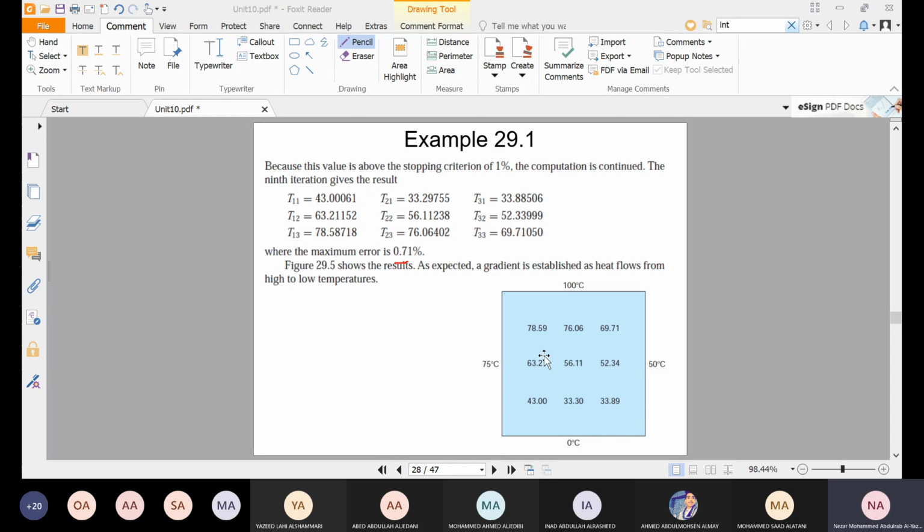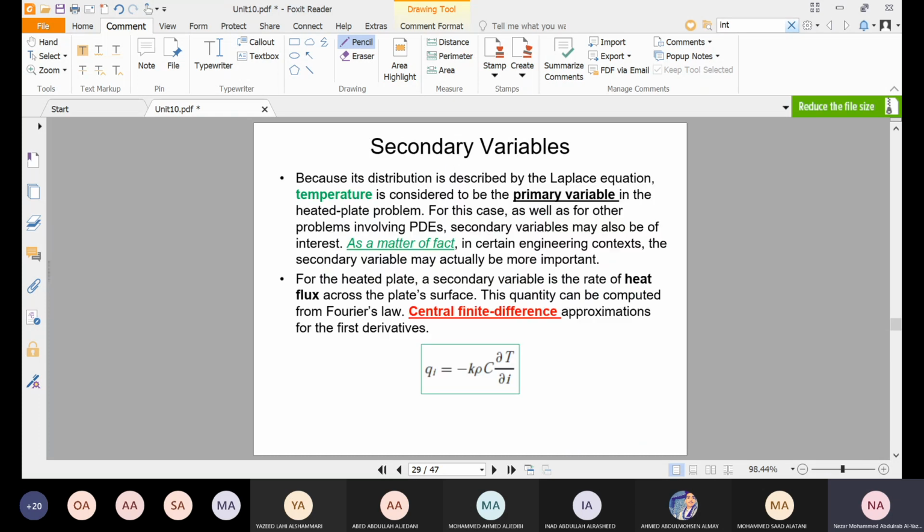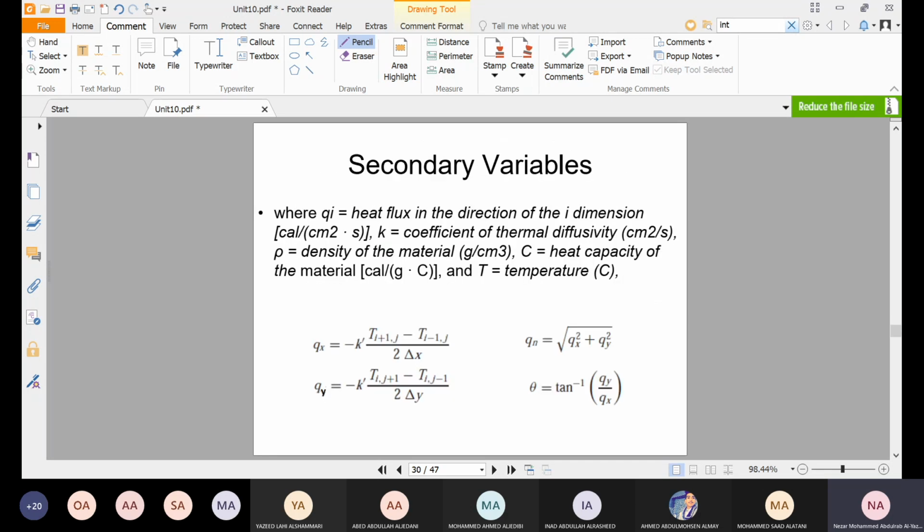So this method we reviewed before in the last lecture. Another problem is that usually we need to compute the secondary variables, not only the temperature. For example, if we want to focus on the heat flux, if the heat flux is very important, we need to determine the angle of the heat flux and also the value, or the magnitude, of the flux. So this is usually the method. We compute the flux in the x-axis and also the y-axis. After that, we compute the magnitude of the flux and the direction, or angle, of the flux.